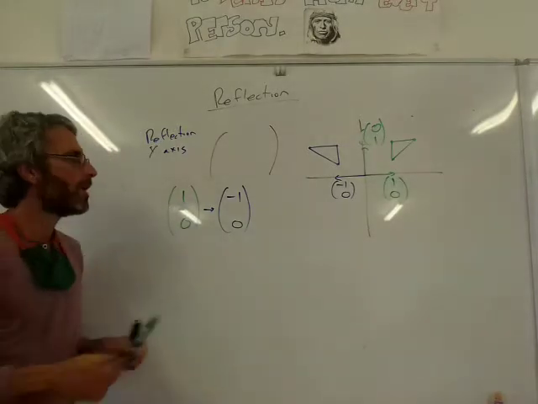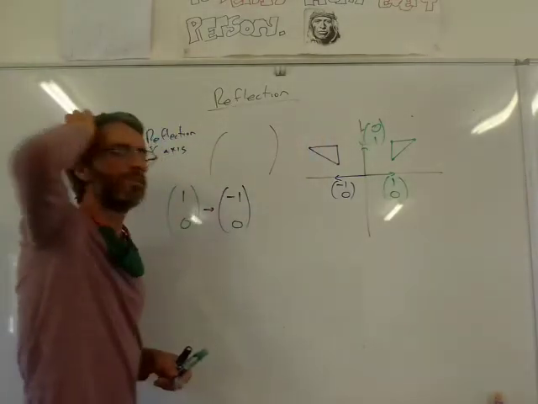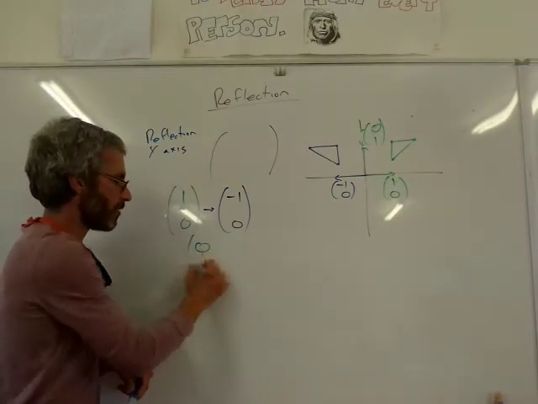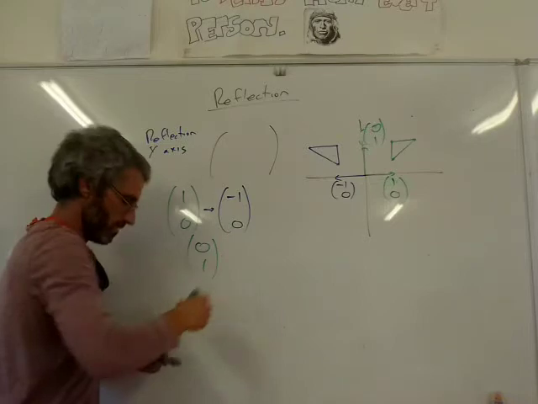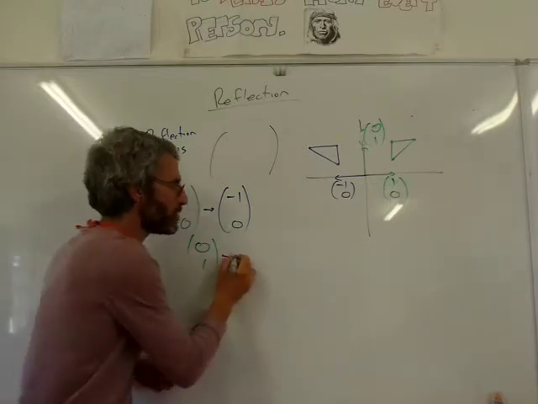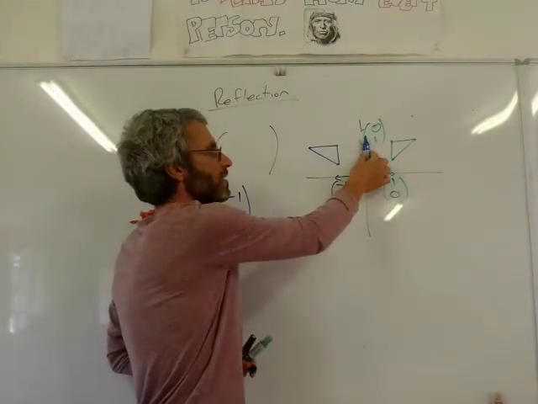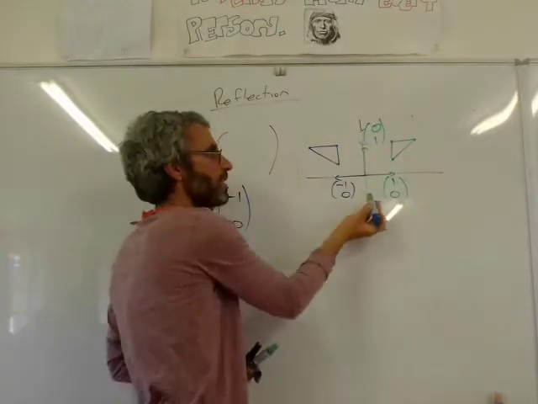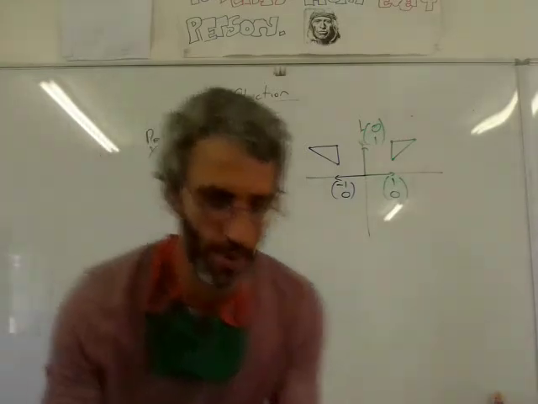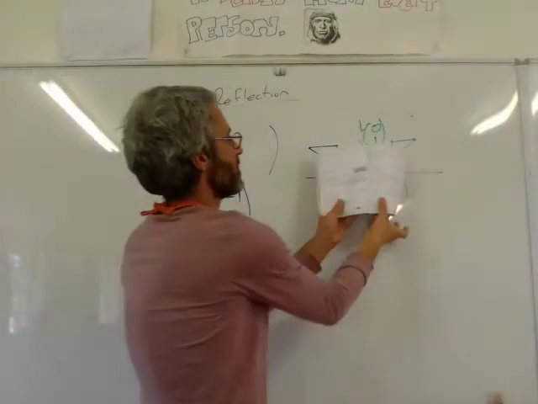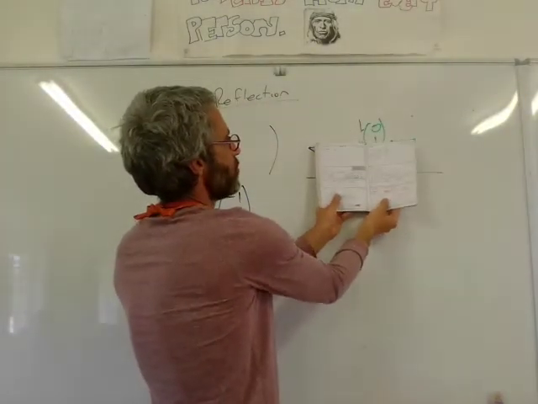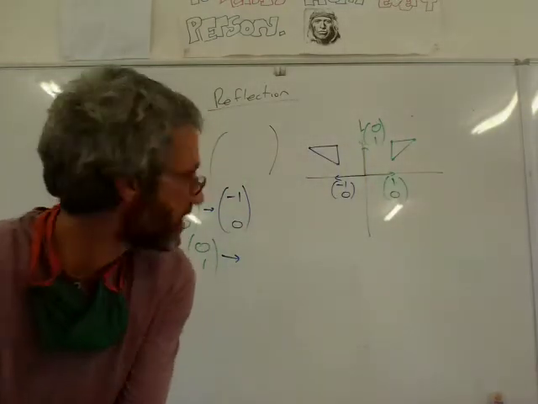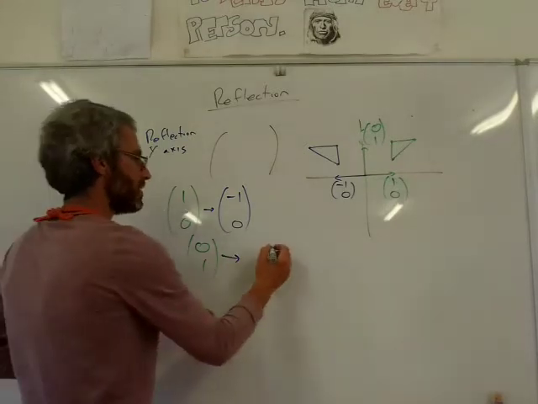What happens to 0, 1? What did you say, Toby? 0, negative 1. Over the x-axis, does it flip down? Think about it. This is reflection over the y-axis. All you do is flip like that. It's only over the y-axis, so it stays the same. It stays exactly the same. So 0, 1.